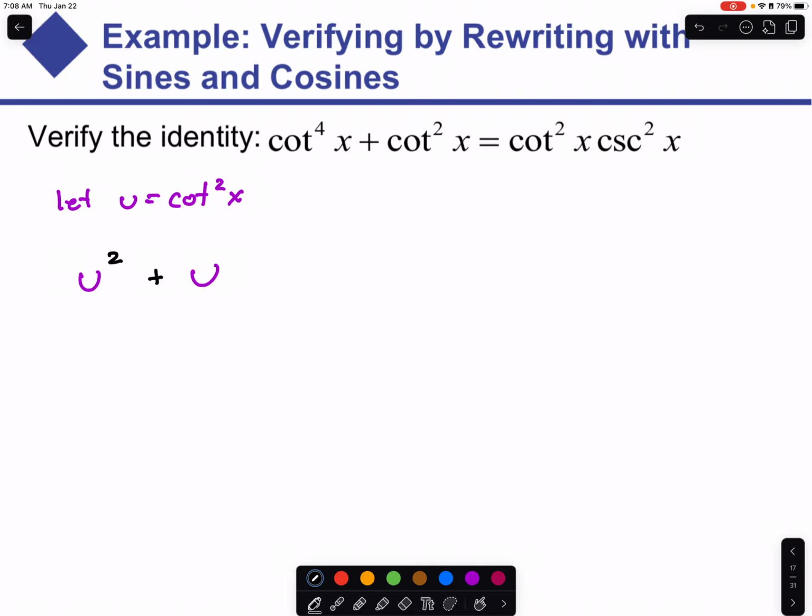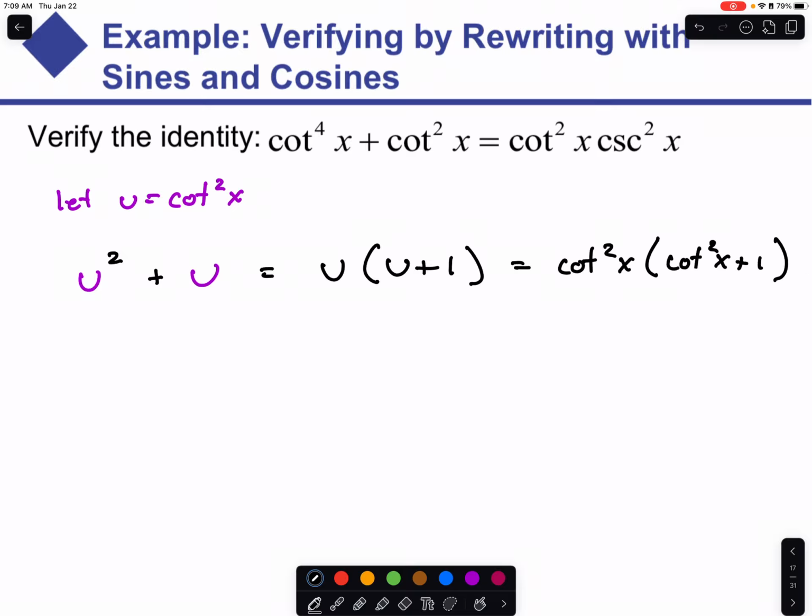Okay. Does that help us? Let's keep going. So then from here, I'm just going to simplify that or factor it. If we factor out a u, we're going to be left with u plus 1. Now let's back substitute. Our u is cotan squared x. So that checks. That's one thing we were looking for. And then we have cotan squared x plus 1.